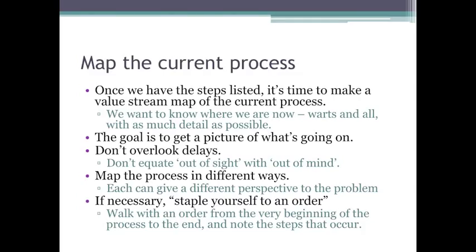Now, once we have these steps listed, it's time to draw out the value stream map. This will look a lot like the process maps that we saw early on in the course, but in a lot more detail. This is what we want, an idea of where we are now. Before we can figure out where we need to be, where we want to go with this process, we need to figure out where we are now in as much detail as possible. So, we want to get a picture of what's going on.